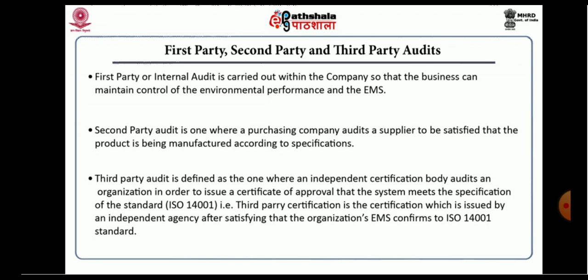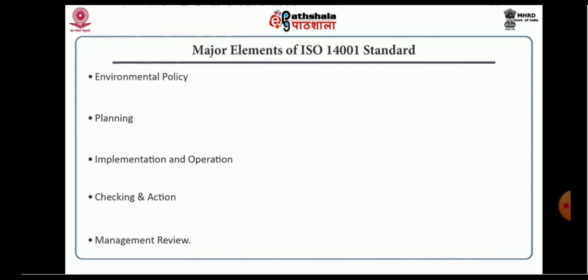The last one is called third party audit. So who will do the third party audit? One where an independent certification body audits an organization in order to issue a certificate of approval that the system meets the specification of ISO 14001. That is, third party certification is the certification issued by an independent agency after satisfying that the organization's EMS conforms to the ISO 14001 standard.